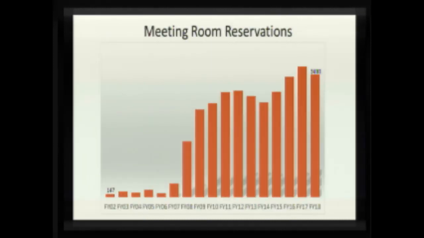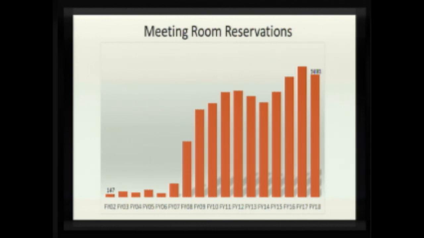I also just wanted to talk a little bit about this chart. I said I wasn't going to do a whole lot on use, but I did want to use this as one example of the big change in use that we've seen for the library and the impact that has on facility expenses. We want to keep our meeting rooms looking good, serving the community. A lot of people are using them.